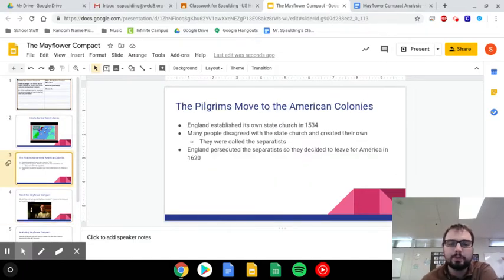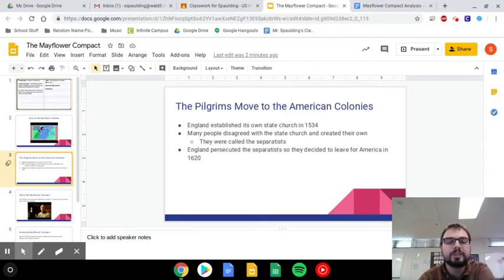Okay, so just some brief information about the Pilgrims moving to the American colonies. In England, they established a state church in 1534. It's called the Anglican Church, and basically they wanted everyone in England to be a part of that church. However, as you can see in the next bullet point, many people disagreed with the state church and created their own church. They were called separatists at the time because they were separating from the state church. Because they were different, as you can see in the third bullet point, England persecuted them, treated them very terribly. They were mean. They would torture them sometimes.